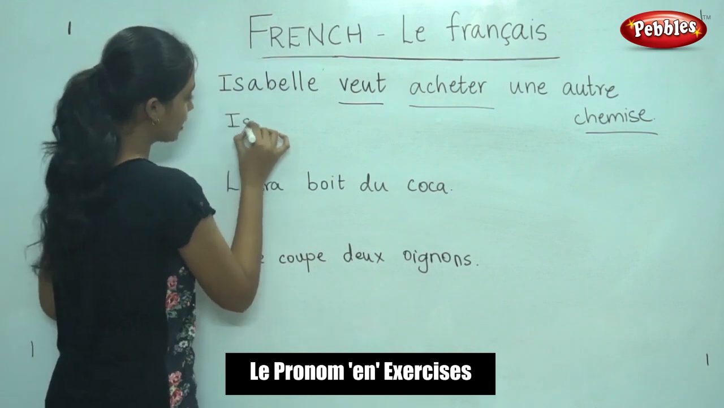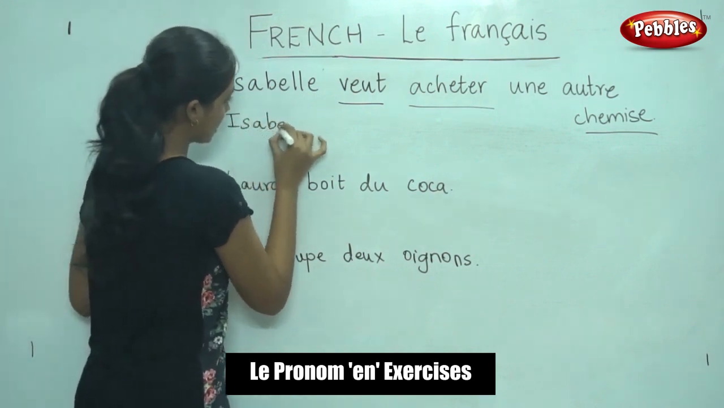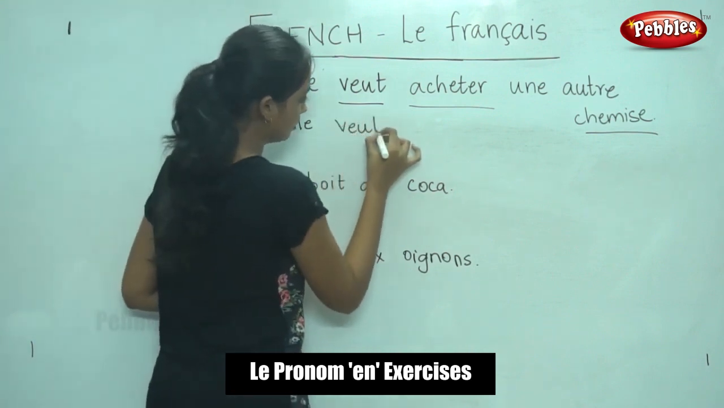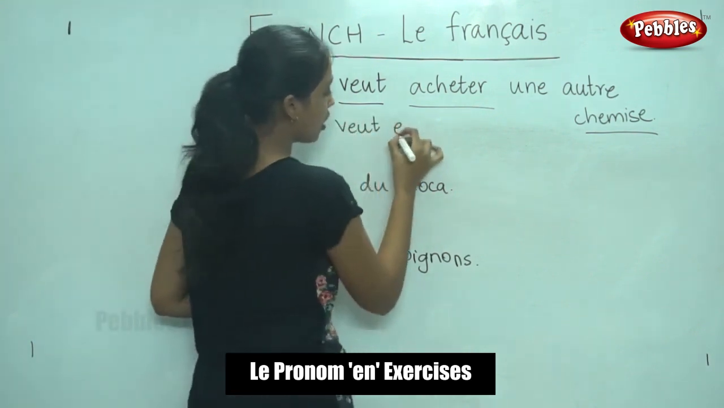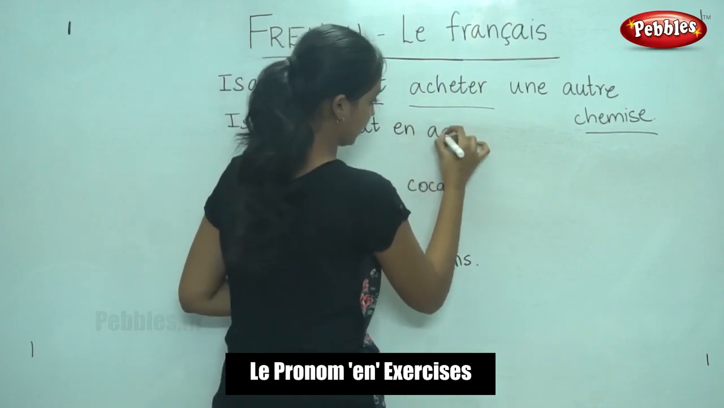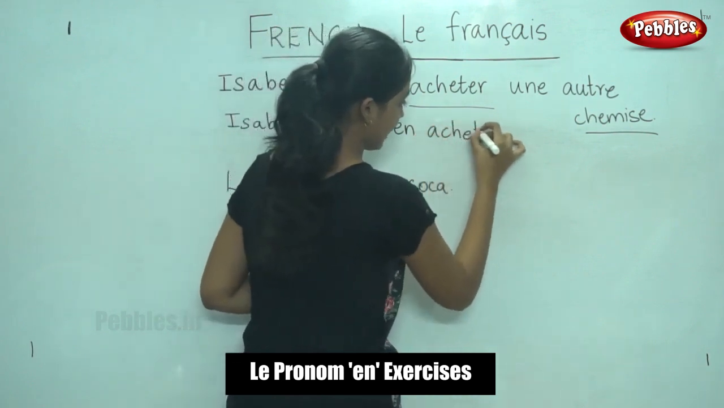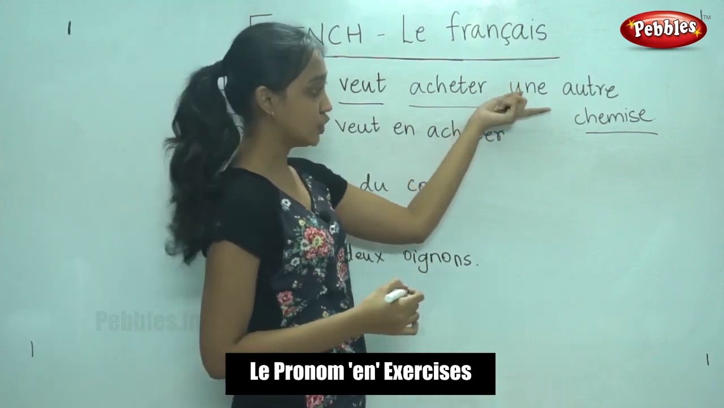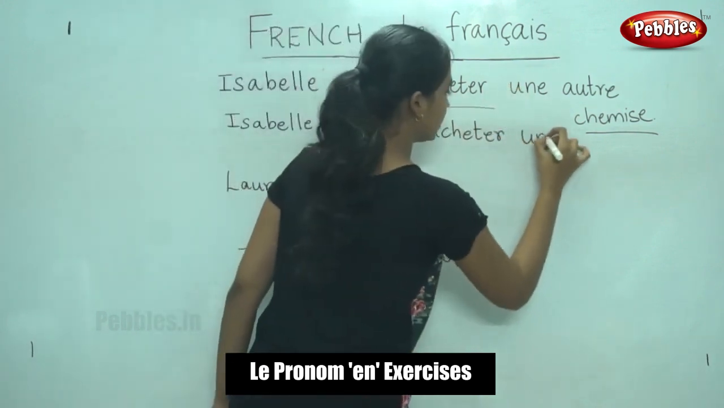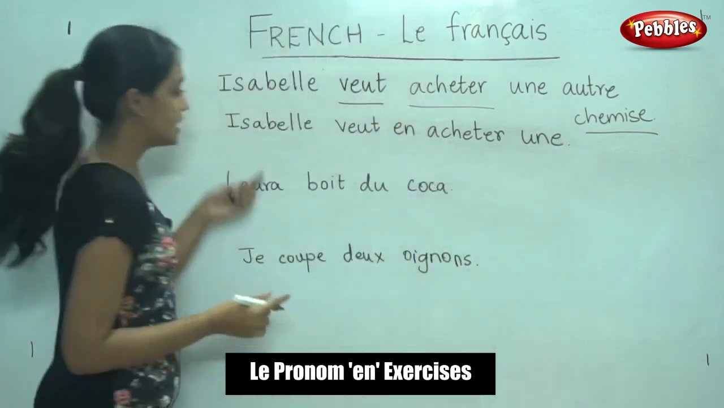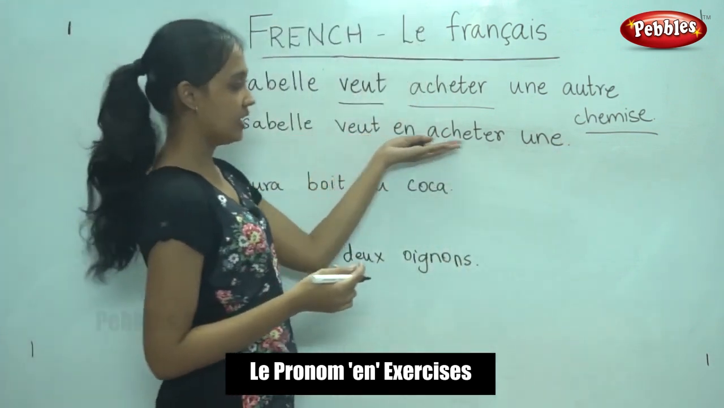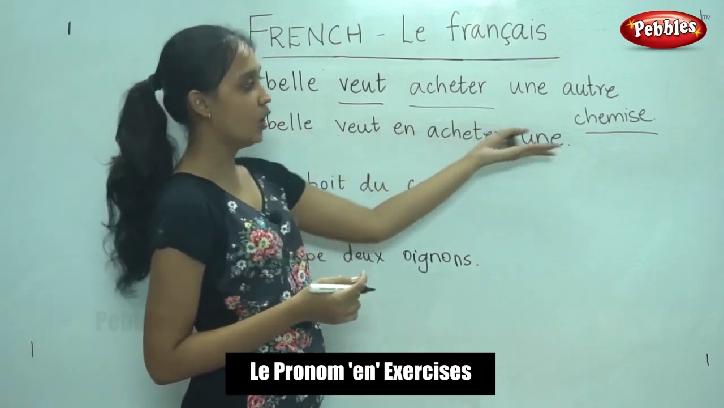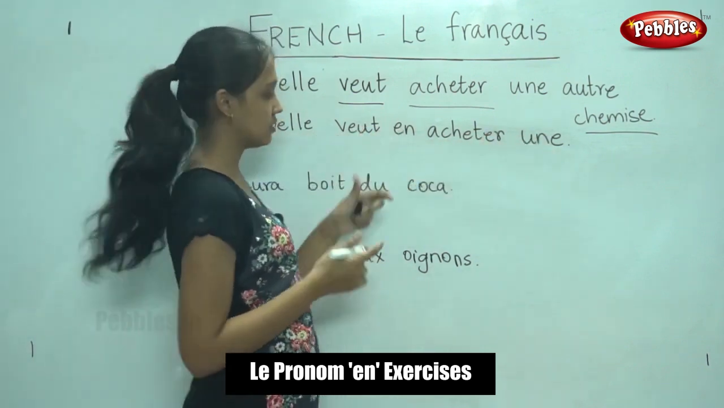So, Isabelle veut en acheter, and since it is an indefinite article, you have une here, so we write une. Isabelle veut en acheter une. Isabelle wants to buy one of it.